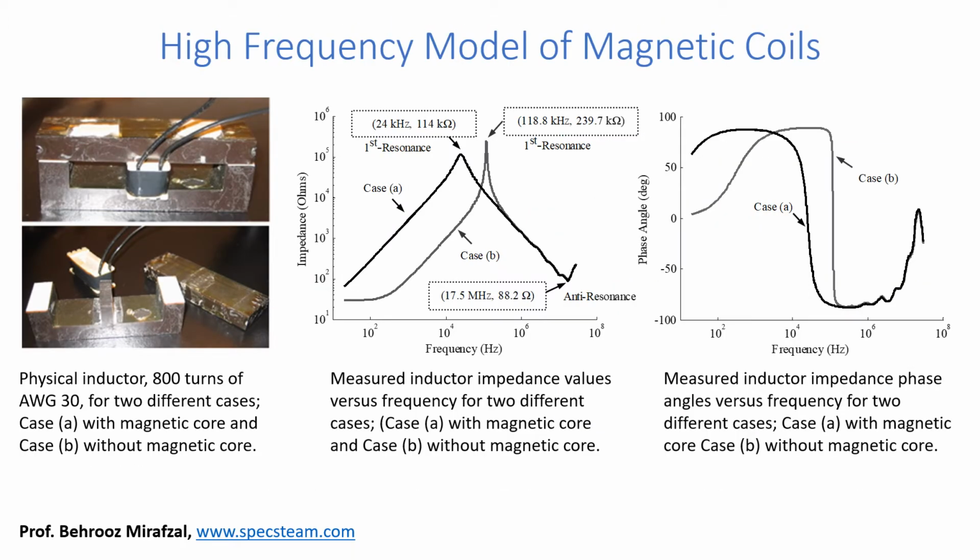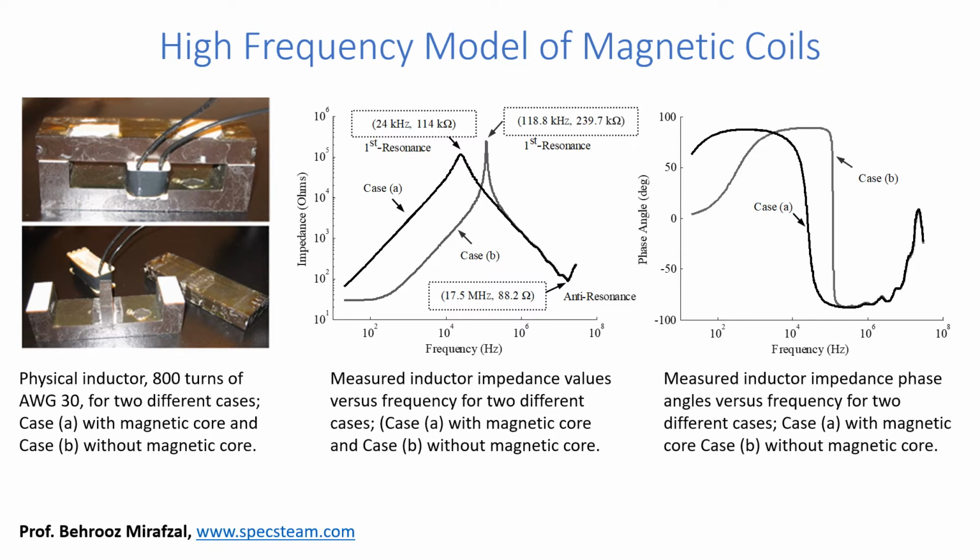Here I would like to discuss how a simple magnetic circuit can be modeled. The frequency response of a simple inductor is shown here. We have two cases. Case A, we have a coil with a core, and case B, a coil without a magnetic core.